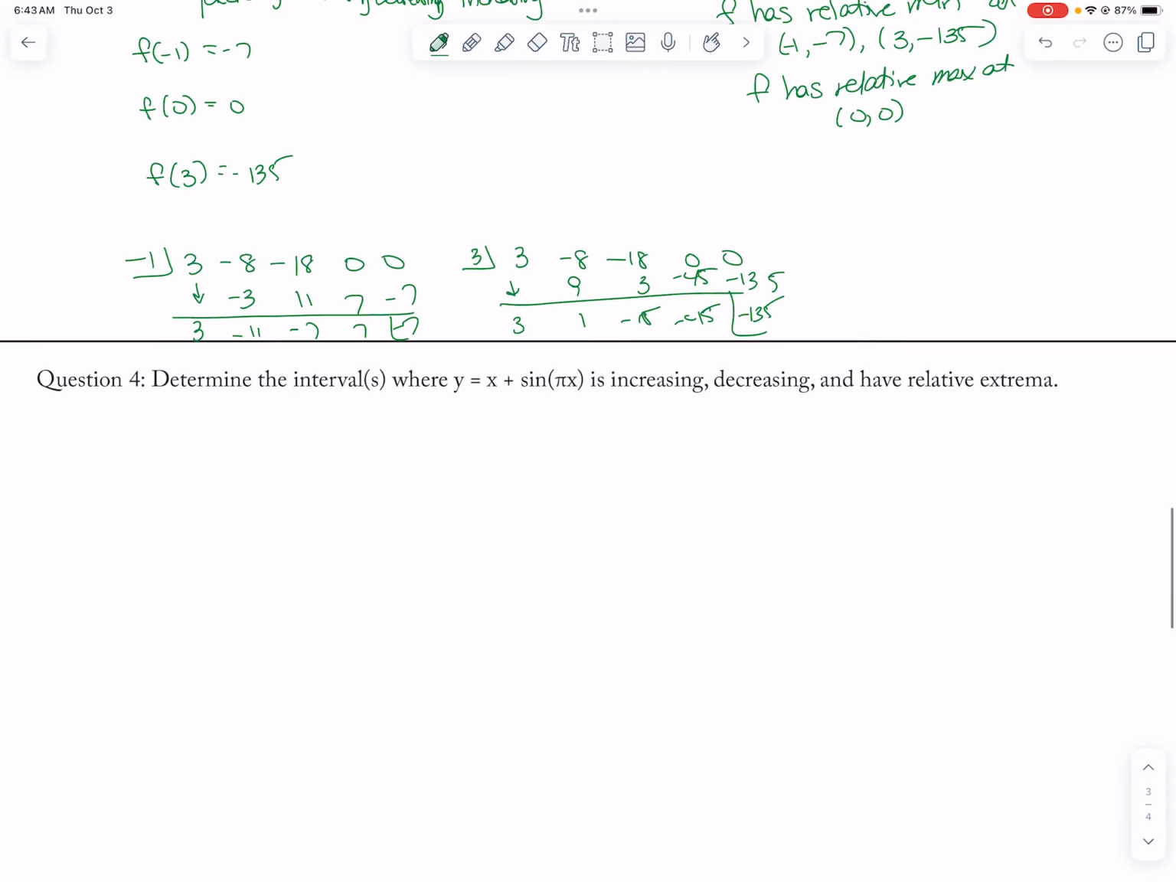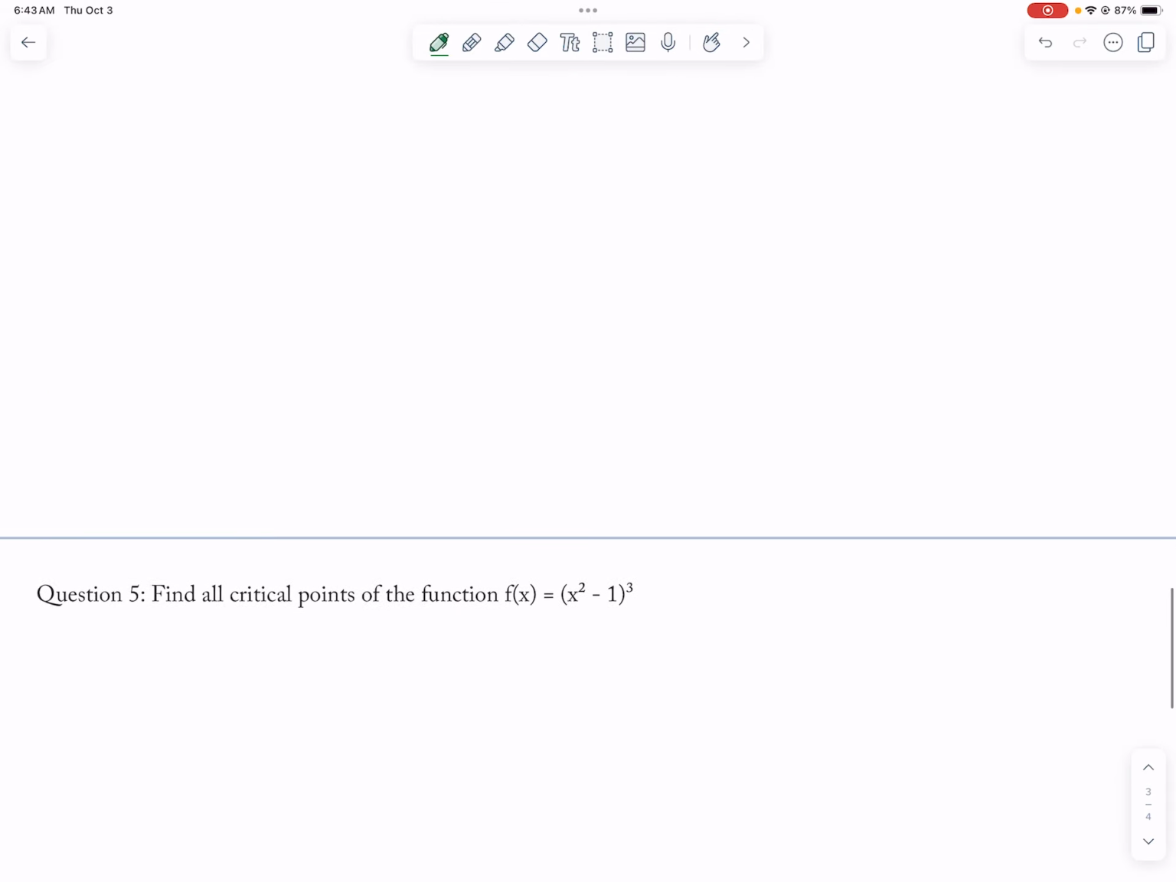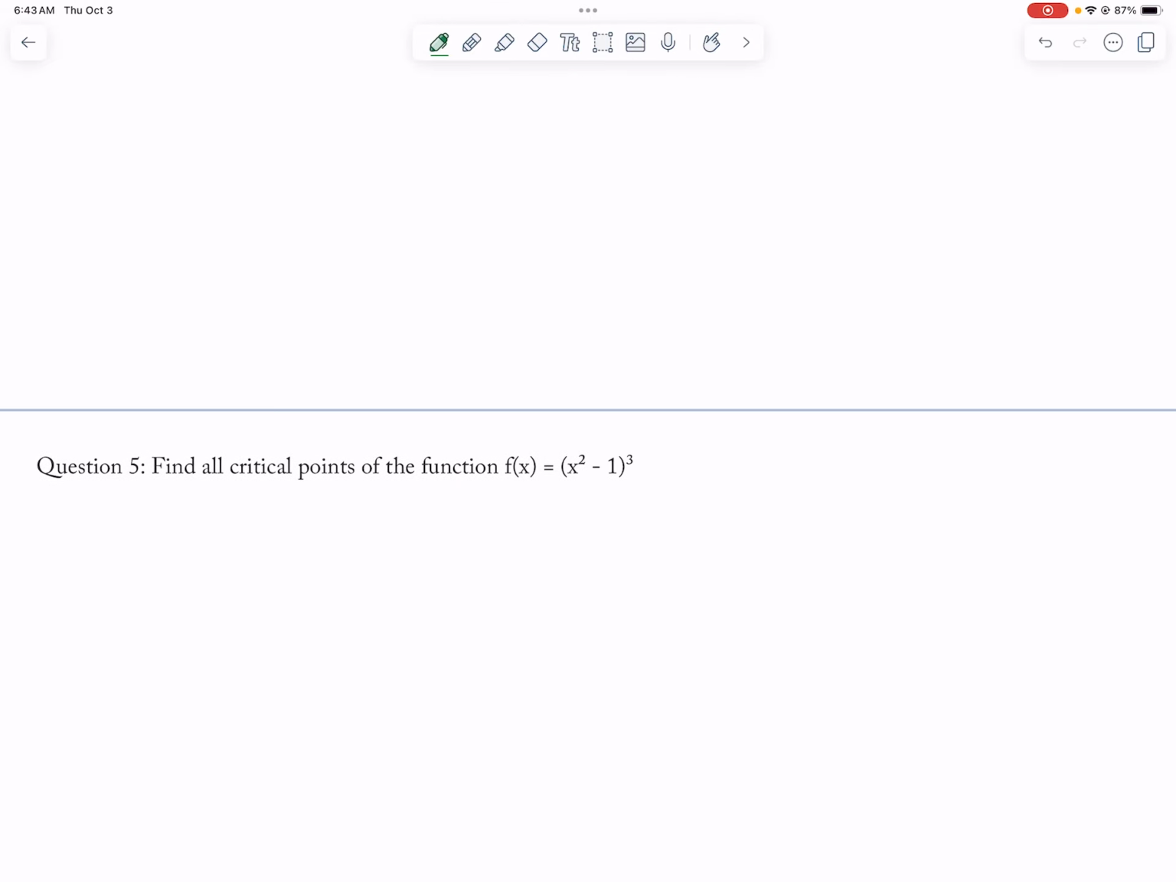All right, and then we have question 5. So wait, question 4, I told you guys you can skip that one, so that's good. It just didn't accomplish what I wanted it to, so we'll skip it. And then in question 5, all I wanted you to do is find the critical points. All I wanted you to do is take the derivative. So this gives me 3x squared minus 1 squared times 2x. So when I set this equal to 0, I get x is equal to 0, negative 1, and 1. And those are my critical points. And that's it for this section of odd problems.